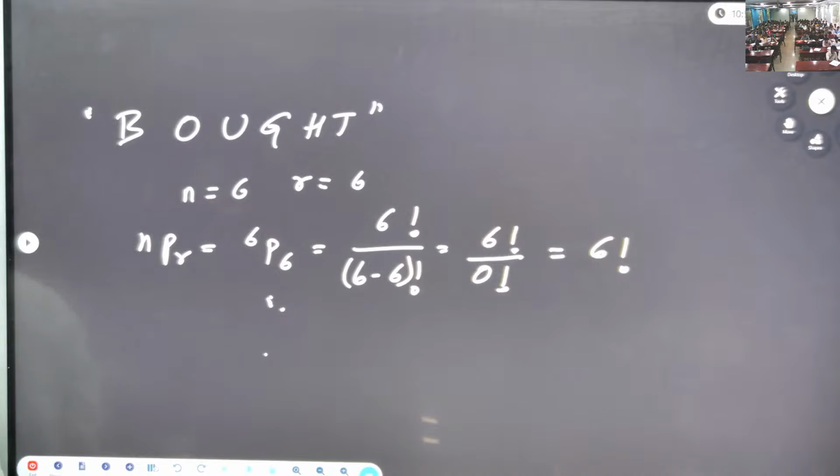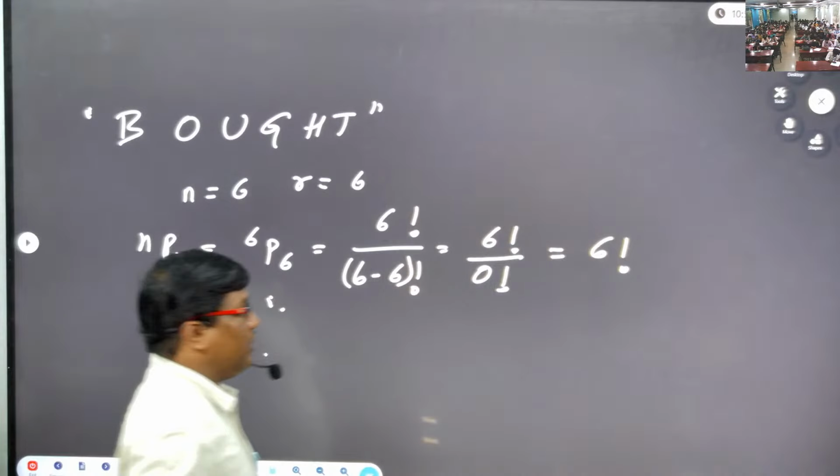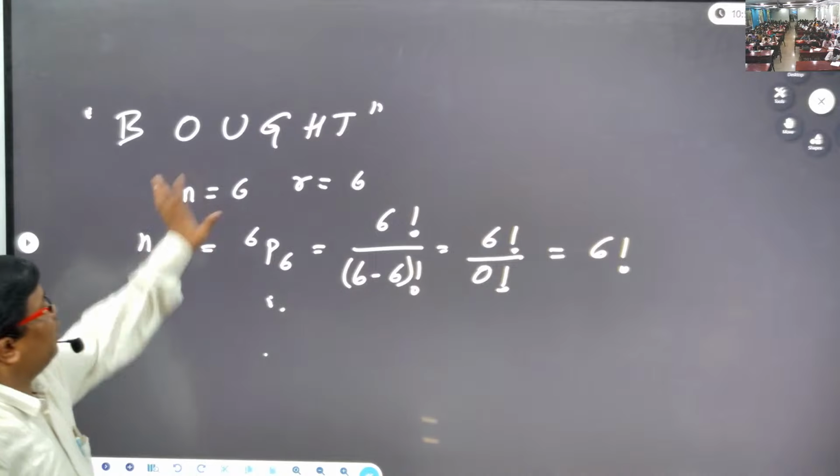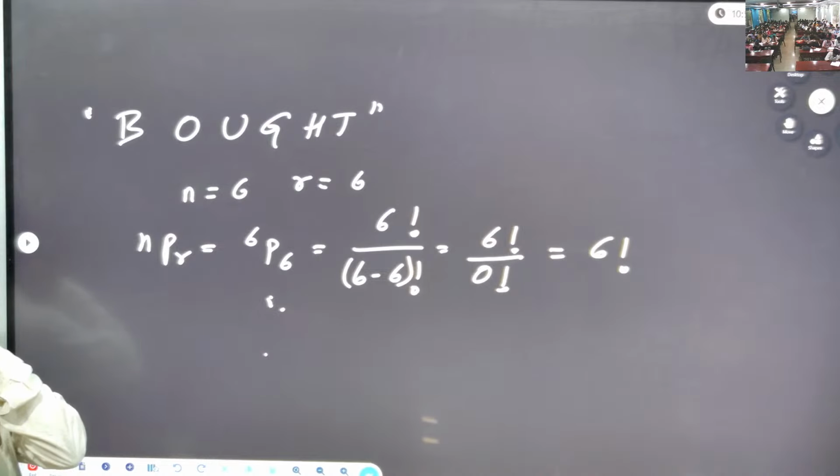Next, second. How many 3 letter words (within brackets, distinct) can be formed from the word board?